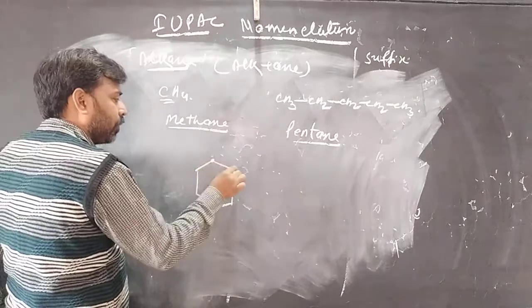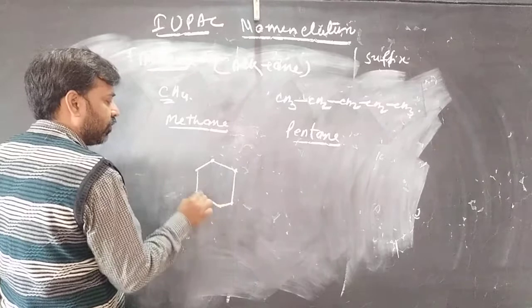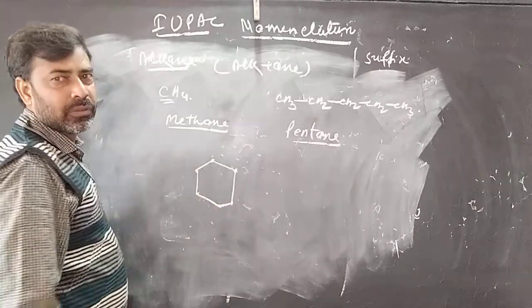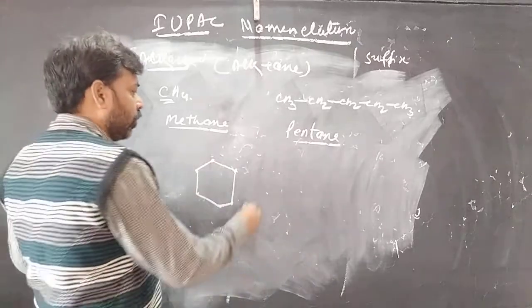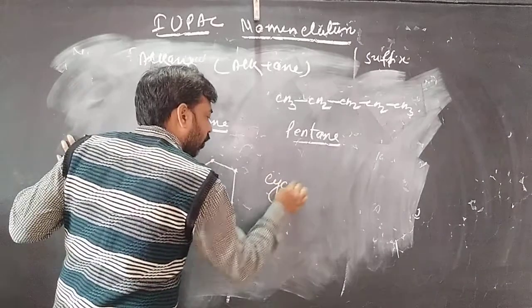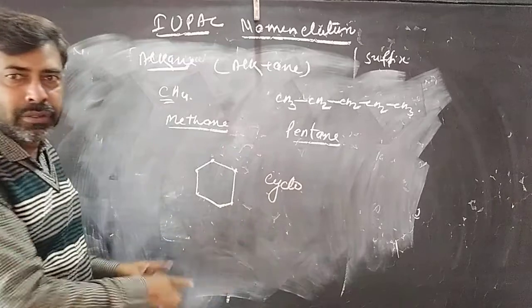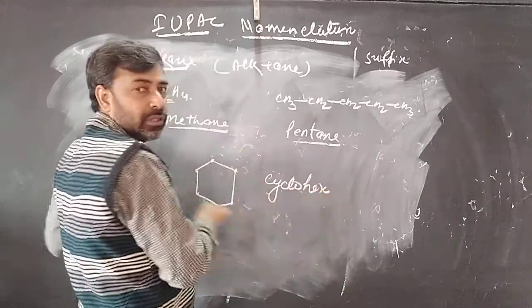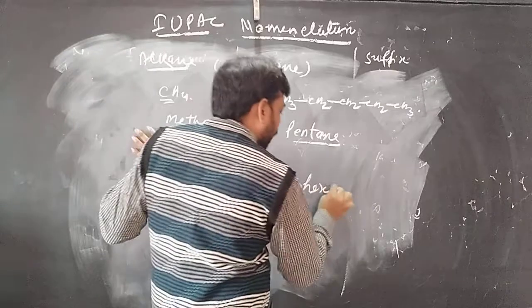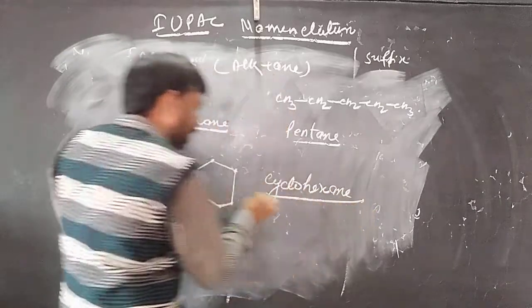If it is a cyclic system, we consider this system. Total number of carbons: 1, 2, 3, 4, 5 and 6. So what will be the name? We will just prefix the term cyclo. Total number of carbons is 6, so hex plus it is an alkane, so ane. So cyclohexane.